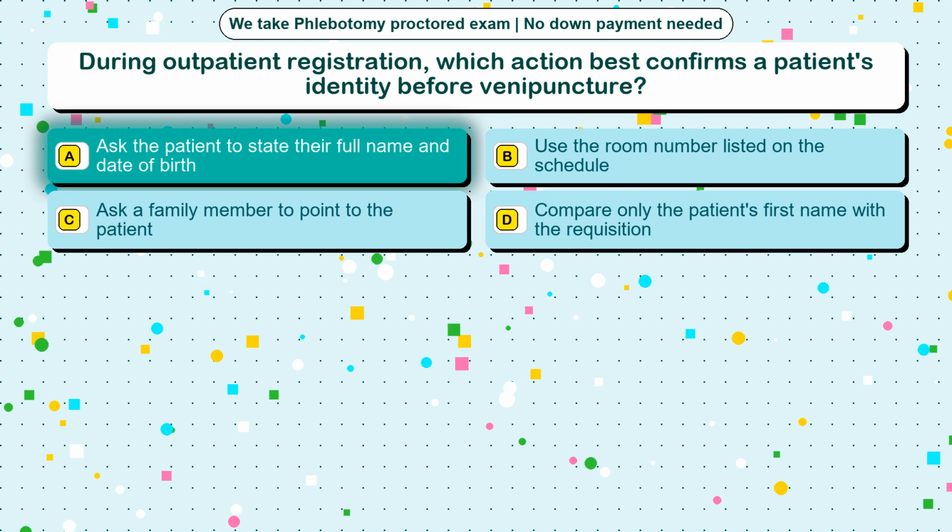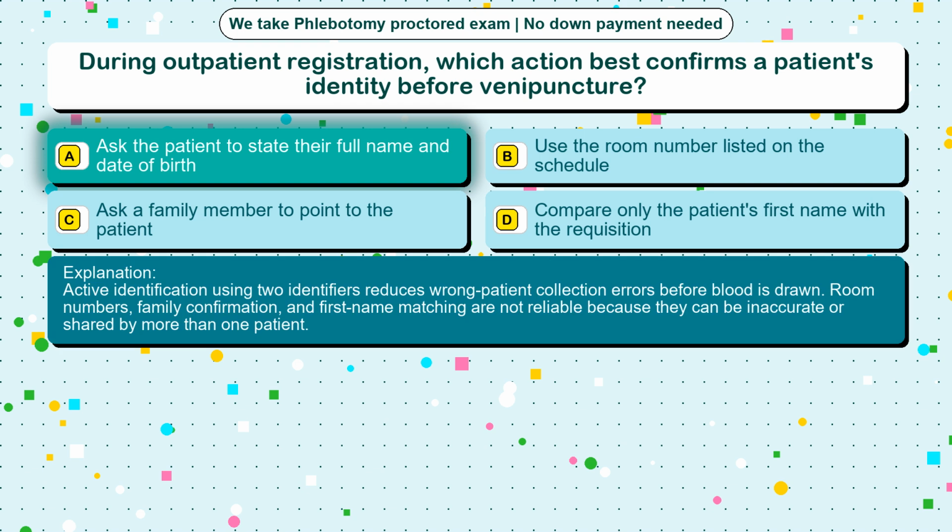The correct answer is option A. Ask the patient to state their full name and date of birth. Active identification using two identifiers reduces wrong patient collection errors before blood is drawn. Room numbers, family confirmation, and first name matching are not reliable because they can be inaccurate or shared by more than one patient.